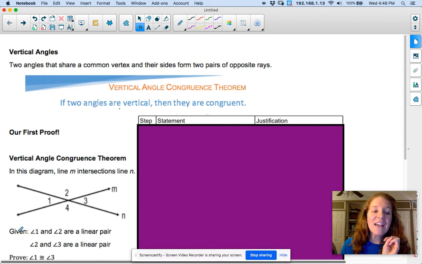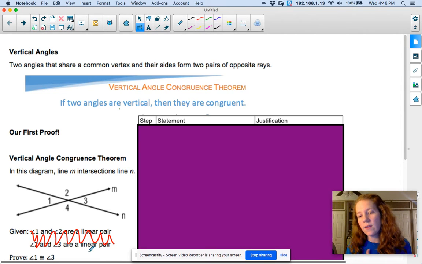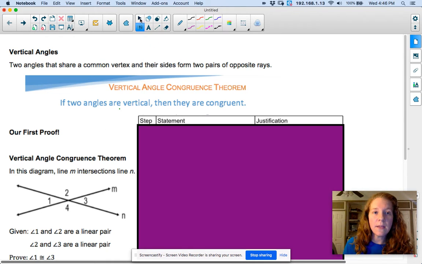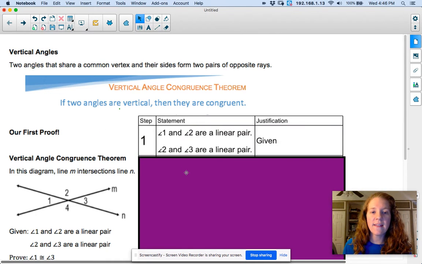Now, we didn't actually have to be given that, because we can get that information from the diagram. So if this had not been there, you still would have started out by saying angle 1 and 2 are a linear pair, but your justification would have said given in the diagram. As it stands, though, since we have those two statements, then we can just start it out like this.